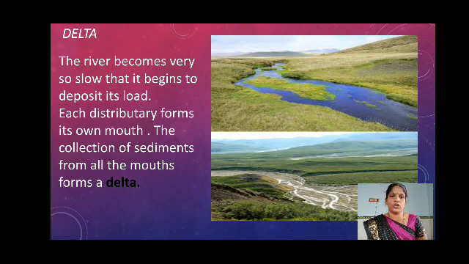Then we saw the distributaries. Distributaries means what? The main river distributes its water to small rivers, or the main river divides itself into small rivers. That is called a distributary. On the course of the distributary, the speed of the water is slow. Here comes the delta. What is a delta? The distributaries, the channels or small rivers or streams, distribute water to nearby areas for agricultural purposes.